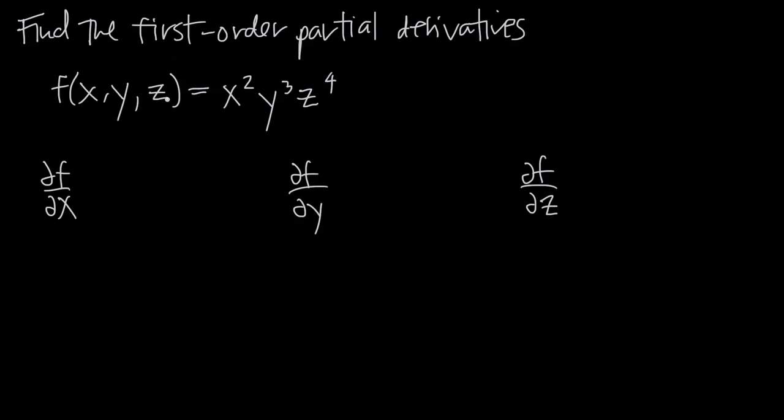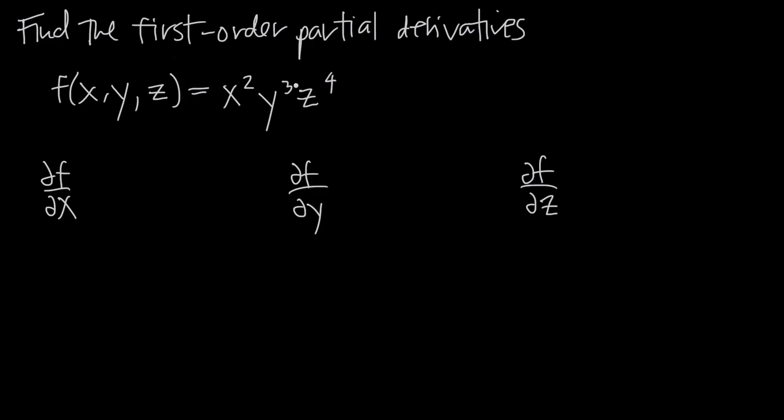Remember, when you take the derivative of a multivariable function, you have to take the derivative with respect to each variable separately. So let's start with the partial derivative of the function f with respect to the variable x. Whatever variable we're taking the derivative with respect to, we're going to be treating the other variables as constants. So in this case, because it's the derivative with respect to x, that means we have to treat y and z as constants.